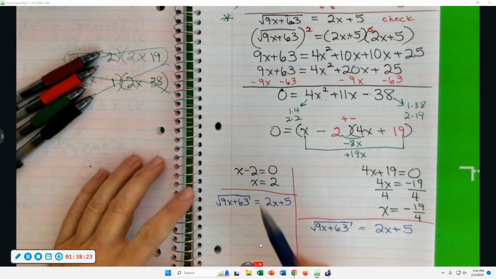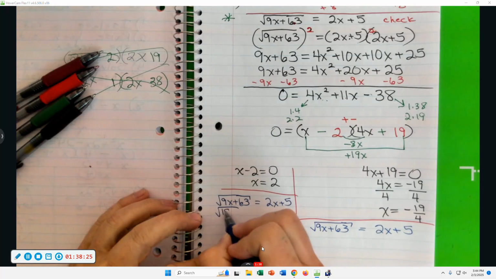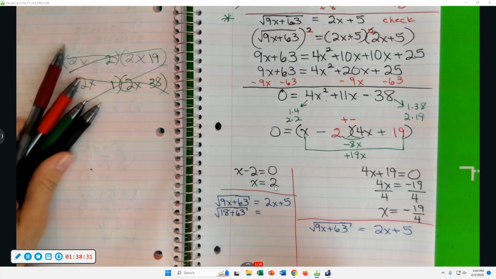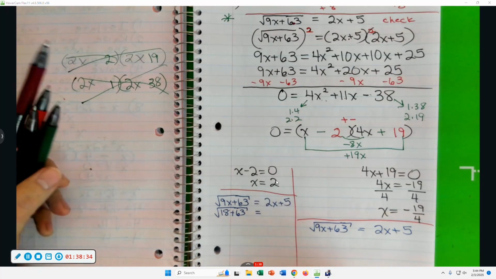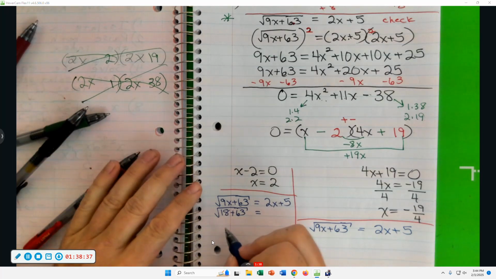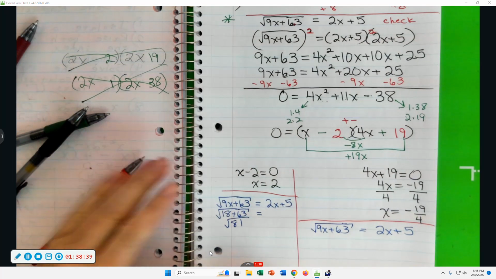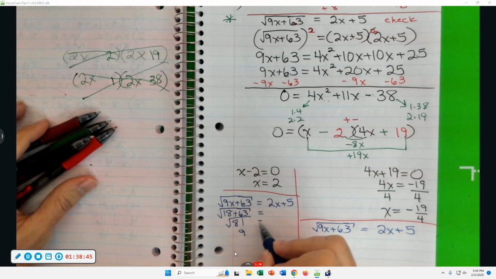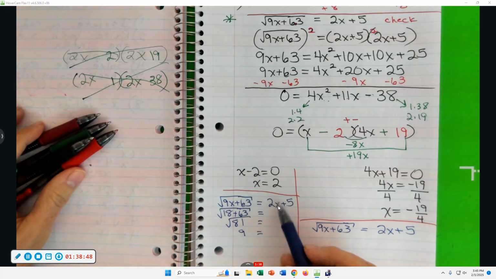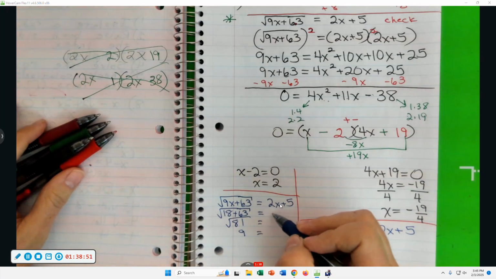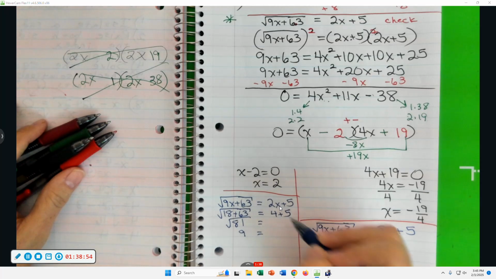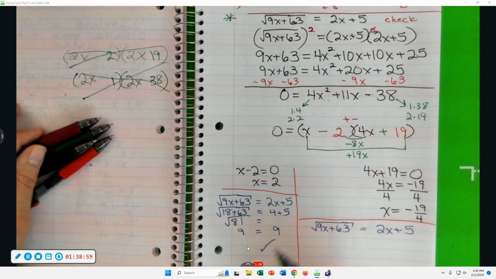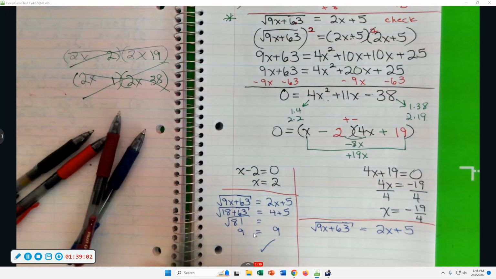9 times 2 is 18. So we have an 18 plus 63. Well, 20 plus 63 is 83, so 18 plus 63 is 81. So we have the square root of 81 on the left side. What's the square root of 81? 9, okay. Plug in the 2 here. 2 times 2 is 4 plus 5. Does the left side equal the right side? Yes. So 2 is an acceptable solution. We'll circle 2.